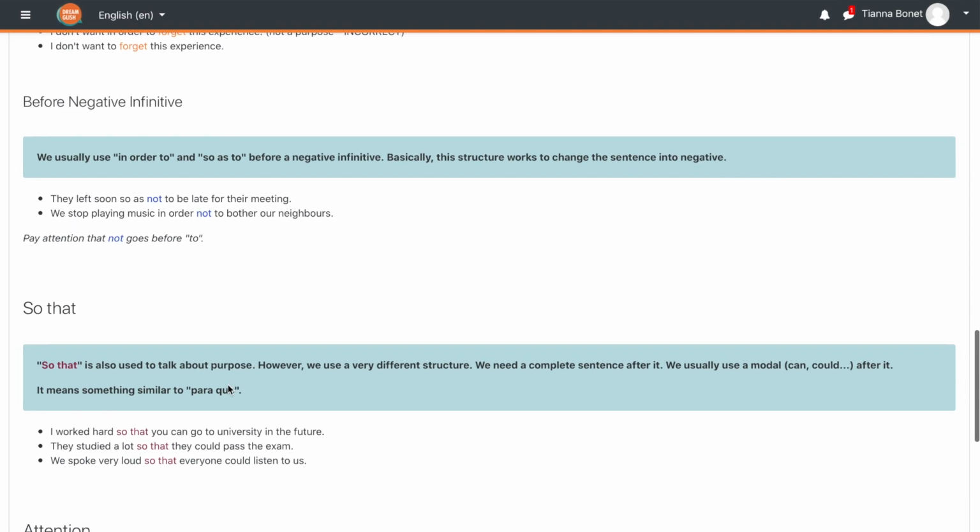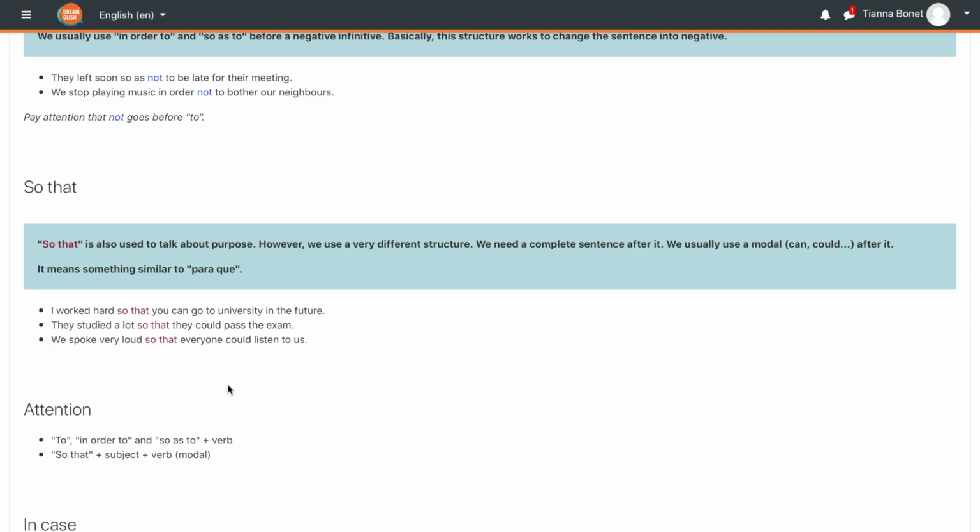Now let's talk about so that. So that is also used to talk about purpose. However, we use a very different structure. We need a complete sentence after it. We usually use a modal, for example, can or could, after it.